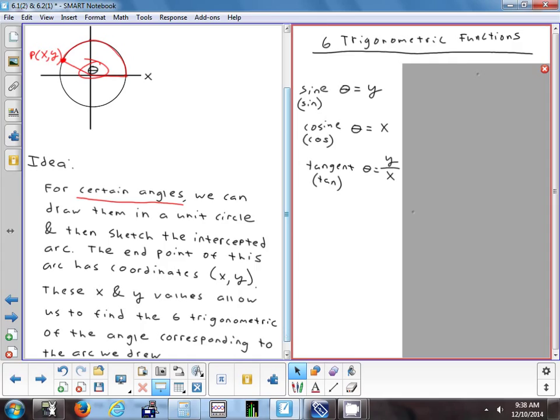When we talk about right triangle trig, I'll make a connection between this and right triangles, and really these formulas are the same thing. So if you've done SOHCAHTOA, this is just a different way of looking at it, but it's the same idea.